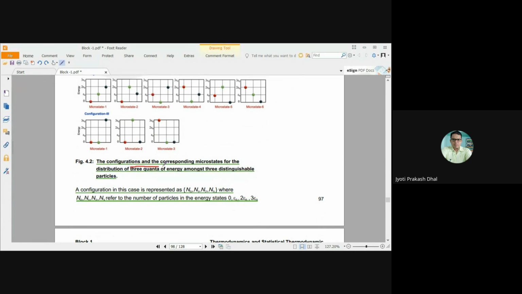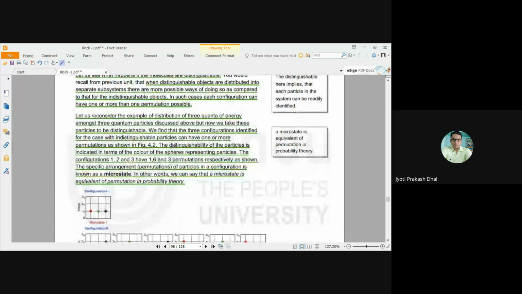The configurations and the corresponding microstates for the distribution of 3 quanta of energy among the 3 distinguishable particles. Here the distinguishability of the particles is indicated in terms of the color of the spheres representing the particles. Configurations 1, 2, 3 have 1, 6, and 3 permutations respectively as shown in the figure. The specific arrangement, that is the permutation of the particles in a configuration, is known as a microstate. In other words, a microstate is equivalent to a permutation in probability theory.